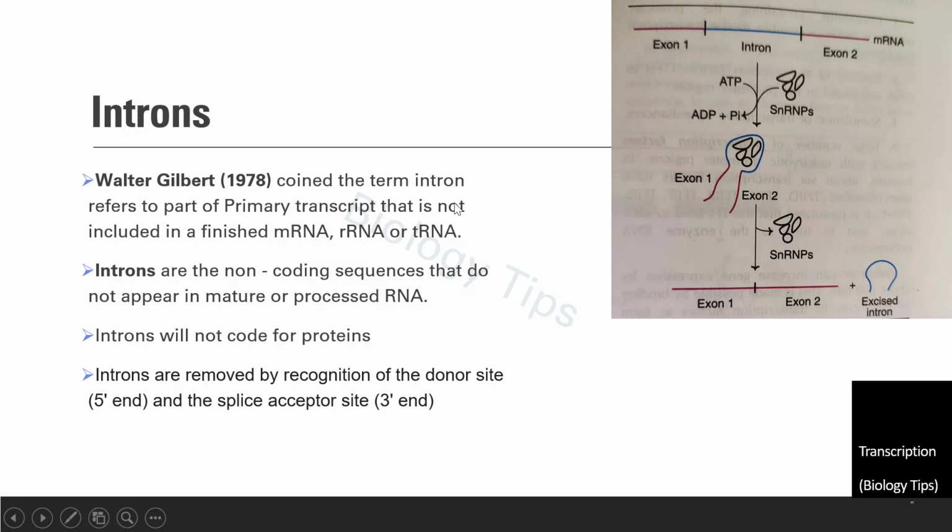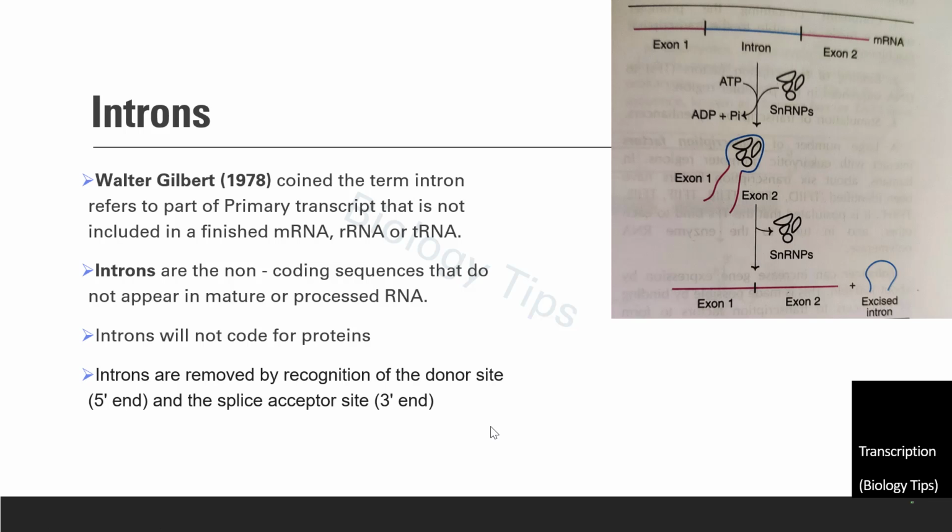Introns won't be there, right? So that's why he says introns refer to the part of the primary transcript that is not included in a finished mRNA, rRNA or tRNA. Now, introns are the non-coding sequences. They will not appear in the mature or processed RNA. They will not code for proteins. Introns are removed by recognition of the donor site at the 5' end and the splice acceptor site at the 3' end.